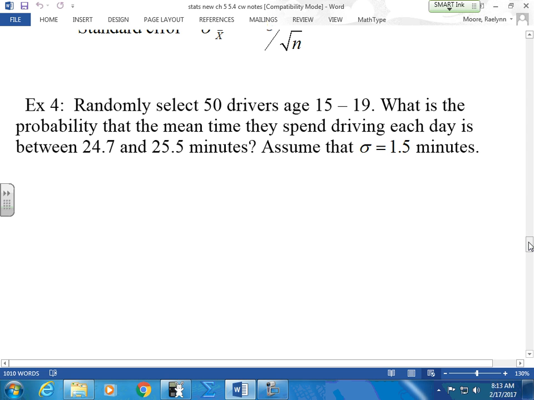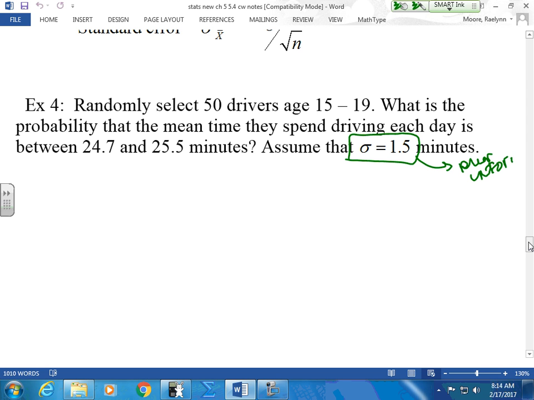You randomly select 50 drivers, age 15 to 19. What is the probability that the mean time they spend driving each day is between 24.7 and 25.5 minutes? Assume that the population standard deviation is 1.5 minutes. This is prior information. Okay? They've done this before. So they took the standard deviation before and they said, I'm letting you use the population standard deviation, because once before we figured this out.